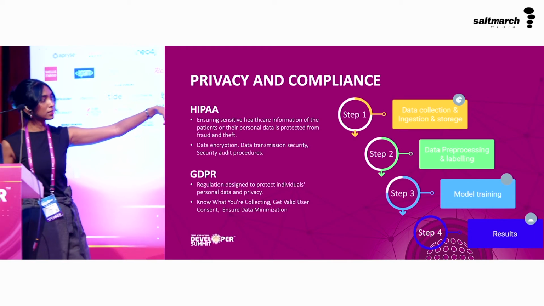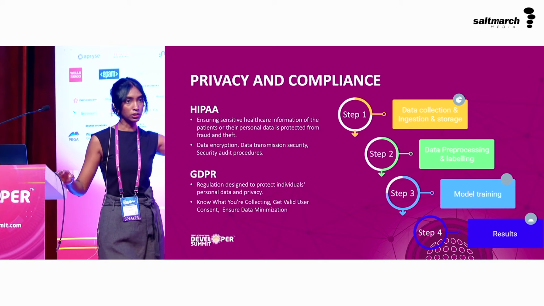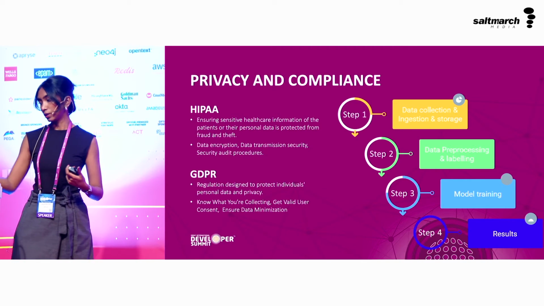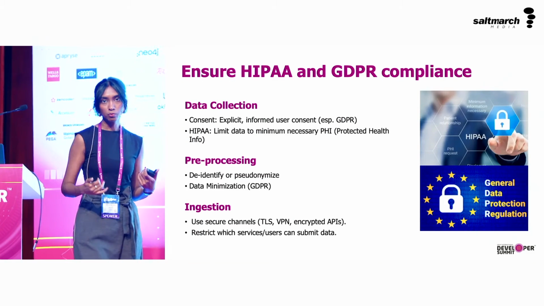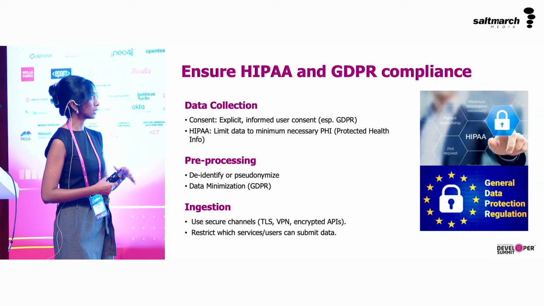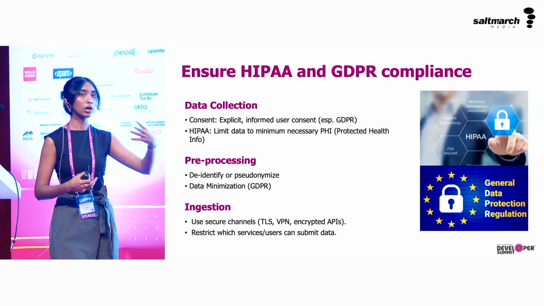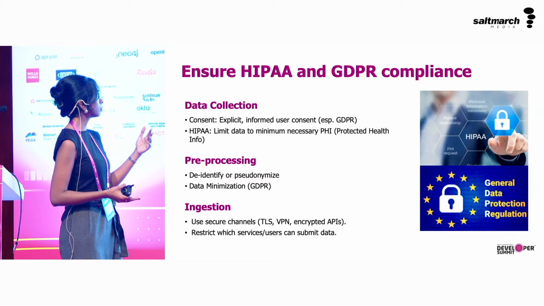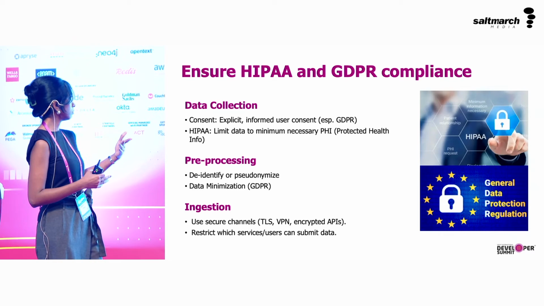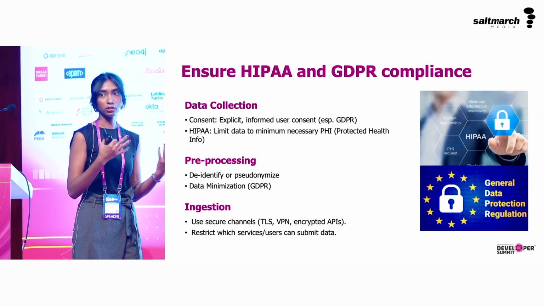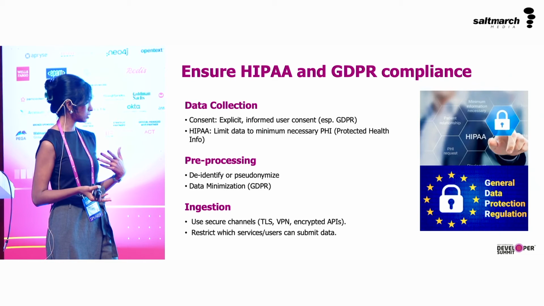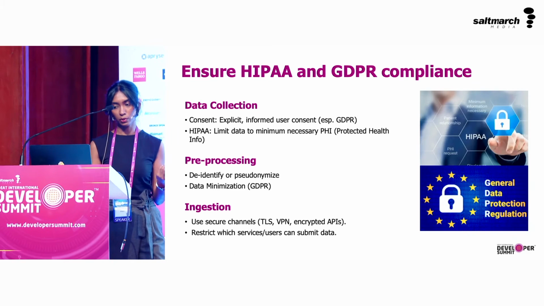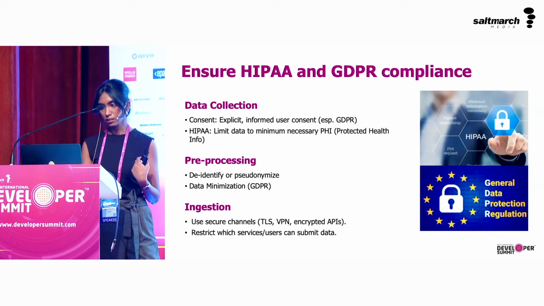On the right are the steps we usually follow when we look at LLMs: collecting data, processing, training, and then results. At each of these steps, we don't want to expose any of the data. For example, at the start, when we collect data, we ask for consent. That's a way you can minimize risk. When you process data, you want to pseudonymize, redact, or mask any private data. And when you ingest, you use secure channels. Again, these are some small ways we can ensure HIPAA and GDPR compliance.